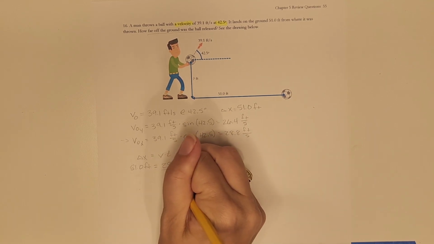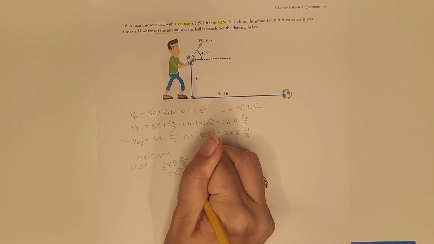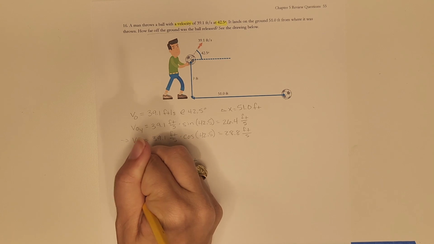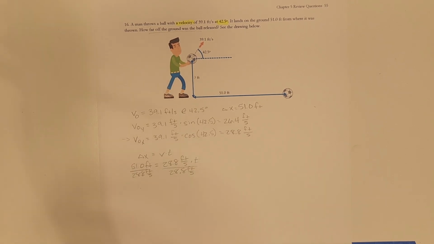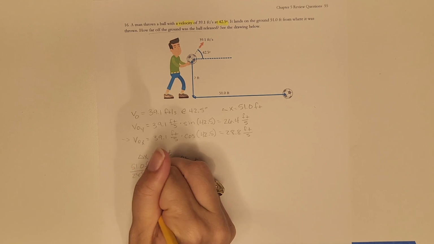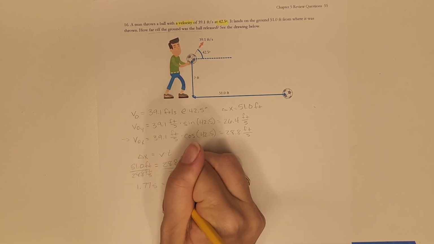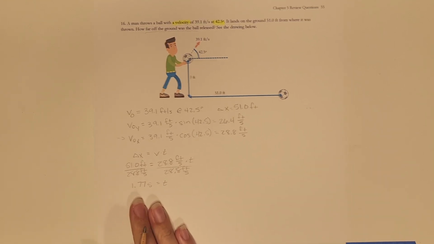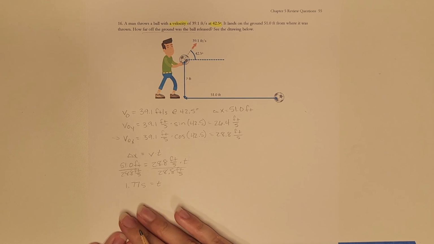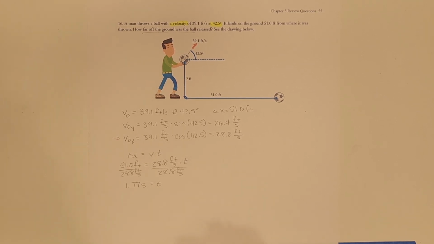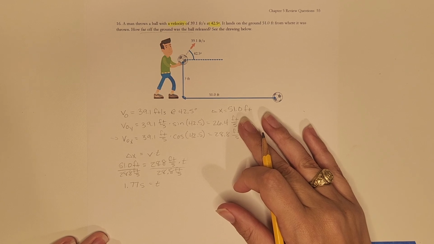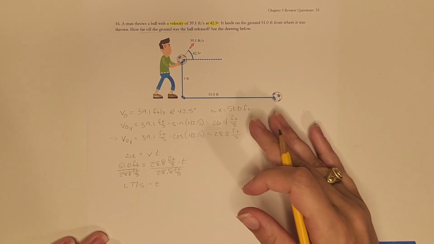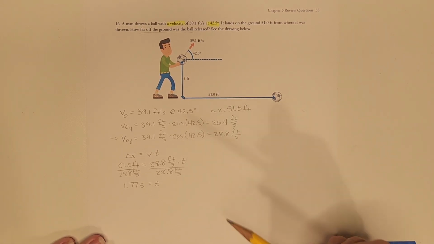Divide both sides by 28.8 feet per second, and I'm going to get 1.77 seconds as my time value. So now that I have time, I can insert it into an equation for my y value to determine what the displacement is for y.